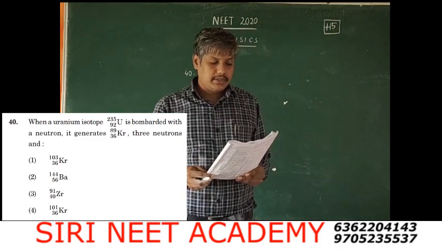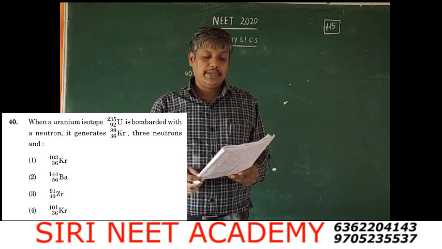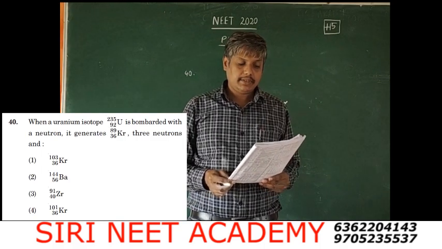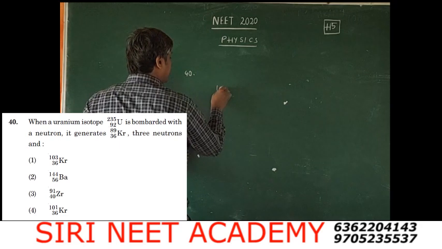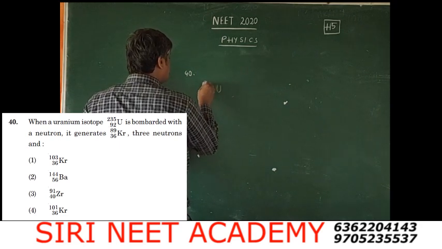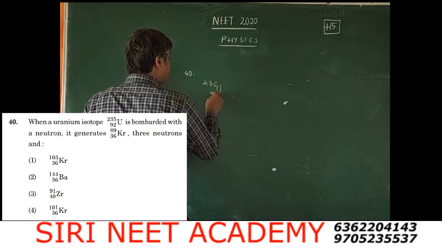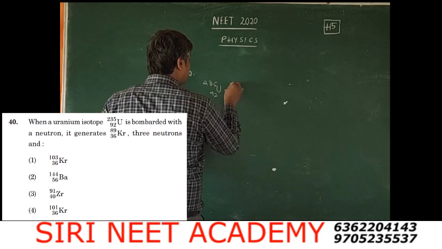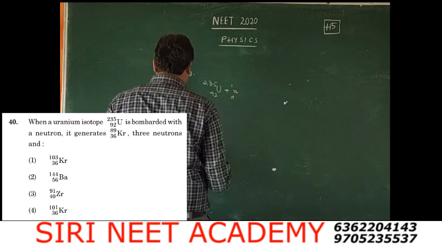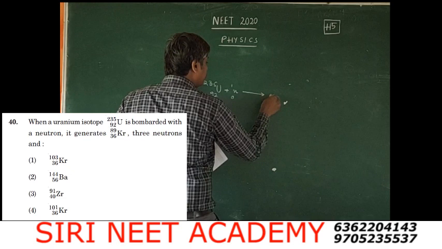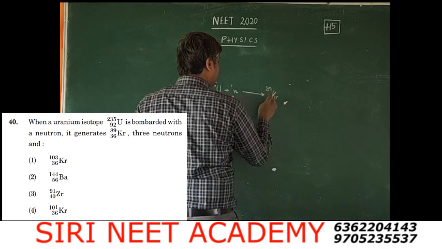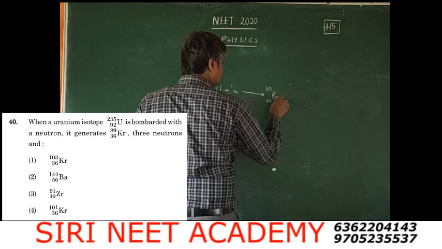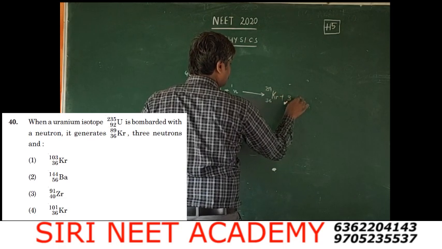When a uranium isotope is bombarded with a neutron, it generates krypton, 3 neutrons and barium. So the nuclear reaction: uranium 235, 92, is bombarded with a neutron. It generates krypton 89, 36, and 3 neutrons.